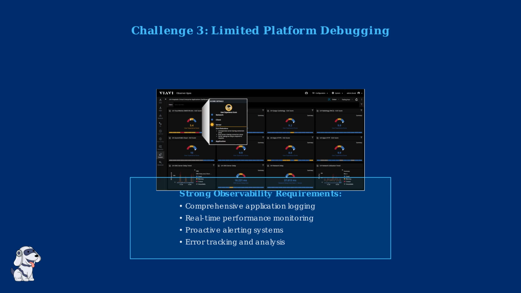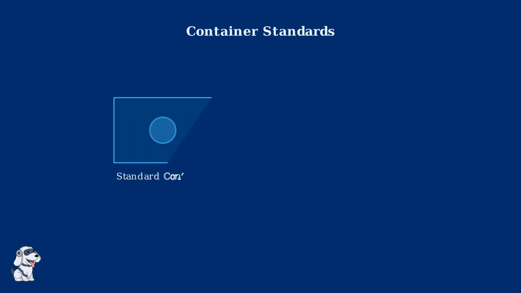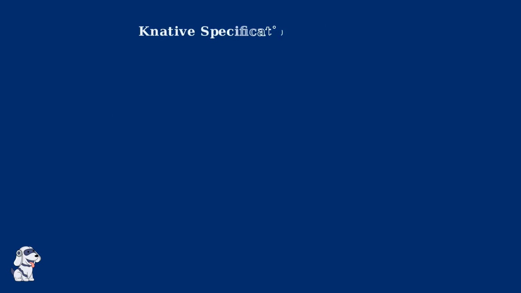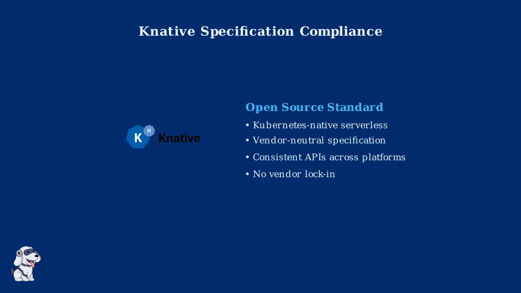Cloud Run ensures portability by using industry-standard container formats. Your applications are packaged in standard Docker containers, making them portable across any container runtime environment. Cloud Run complies with the Knative specification, an open-source standard for serverless computing on Kubernetes. This compliance ensures your applications follow vendor-neutral standards and can run on any Knative-compatible platform.